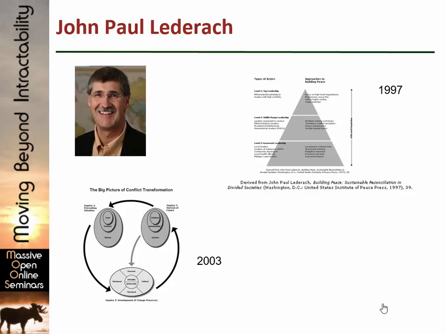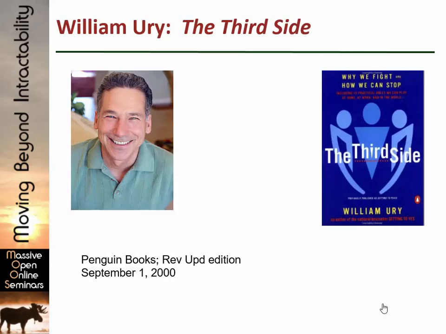John Paul Lederach is another key figure in systems and complex conflict thinking, although he often doesn't get credit for that. I will have a separate video on what I always call Lederach's pyramid or Lederach's triangle, which is a very important early theoretical description of the way conflict systems work. A later one, which he developed in 2003, is the big picture of conflict transformation, and I'll be doing a video on that one as well.